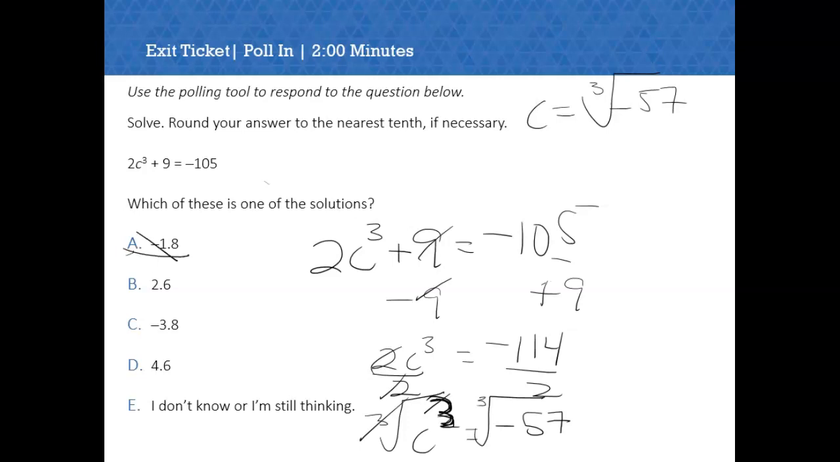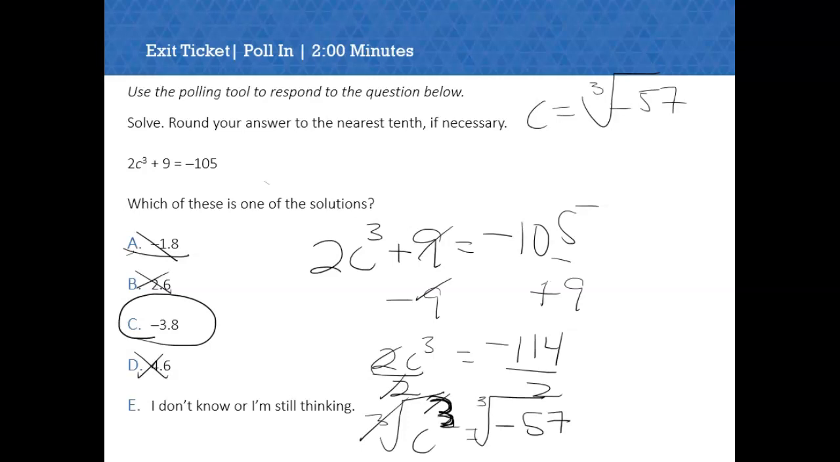We know that positive 2.6 can't be right because positive times positive times positive is not going to be negative. So we need to check, make sure that's right. So negative 3.8 times 3.8 times 3.8, all negative, is negative 54.8, which is close to this 57. So of these, this one is the closest. So that's how you do a multiple choice.